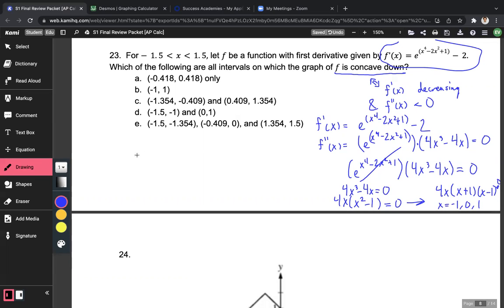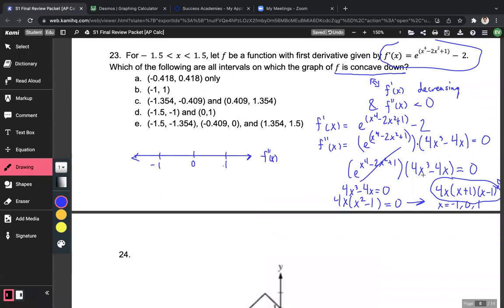If I were to construct a little sign diagram for f double prime of x, 0, 1, -1. This is why I say I want to consult my calculator at this point, because there's really not an easy way. I mean, I know that this is always going to be positive. So I suppose I could use what I've got here and test some values. Just do that real quick.